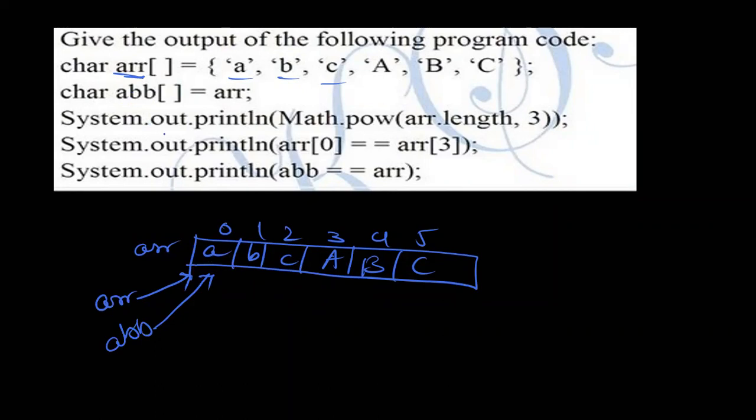Now they are asking System.out.println(Math.pow(arr.length, 3)). Okay, arr.length, so what is the length? How many elements are there? 1, 2, 3, 4, 5, 6. It means arr.length is 6, so 6 to the power 3, 6 into 6 into 6. So 6 sixes are 36.